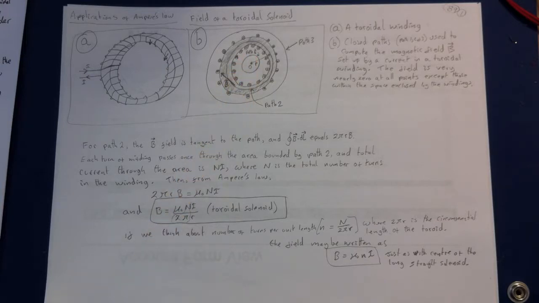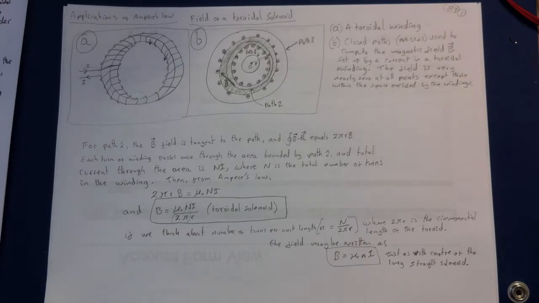By symmetry, if there is any field at all in this region, it will be tangent to the path at all points. So we know that if there is a field, it's got to be tangent around here. The closed path integral of B dot dl will equal the product of B and the circumference L equals 2 pi r of the path. The current through this path, however, is 0. Hence, from Ampere's law, the field B must be 0.